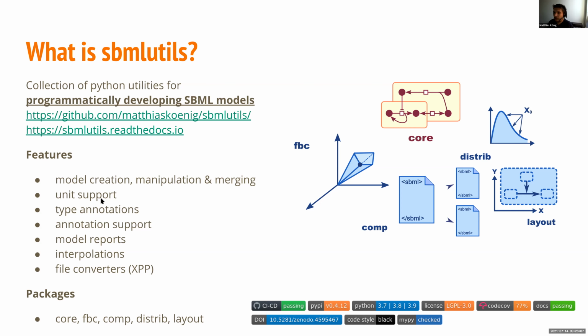It has especially unit support. It's very strong unit support, so it's highly encouraged to have units on everything. You have type annotations in the complete code base, and annotation support in the language. So there's some abstraction layer which makes it easy to annotate your SBML objects. You can create reports, have things like interpolations and some file converters. So this is basically it.